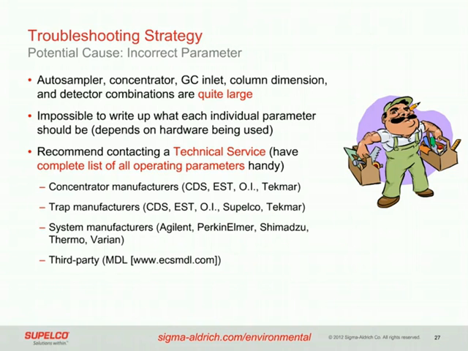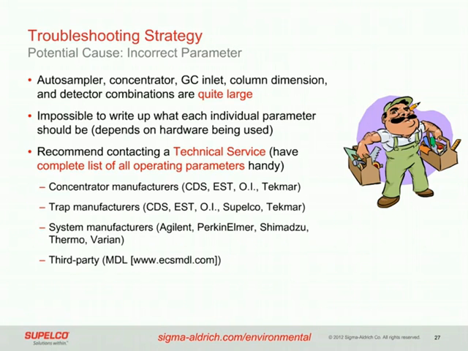We'll discuss that here. There are a lot of combinations of auto samplers, concentrators, how you have your inlet set up to your GC, column dimensions, detector combinations. It's quite a large list. It's impossible to list here what every individual parameter should be. It's really going to depend on the hardware being used. At this point, if you're not sure what your parameters, your operating conditions should be, we recommend contacting one of the technical services and having a complete list of all your parameters handy.